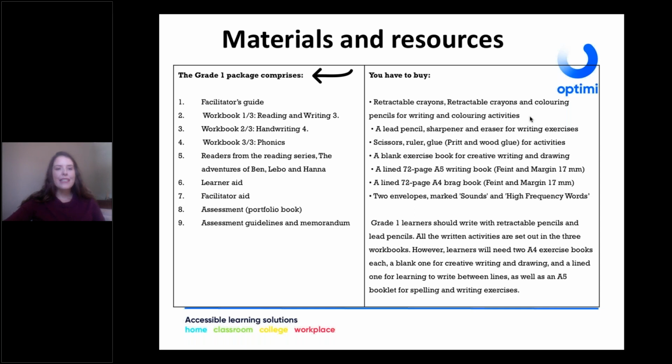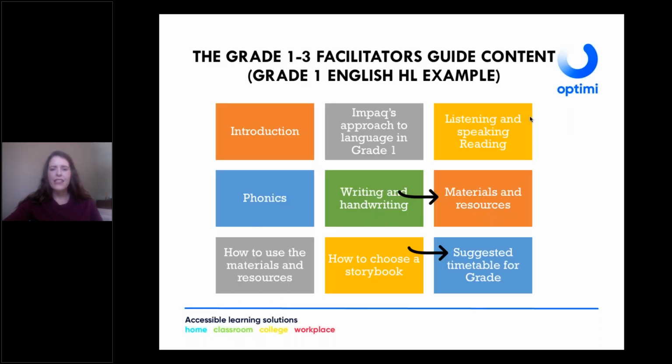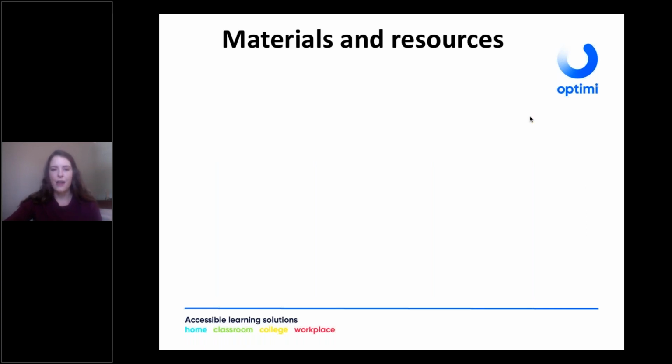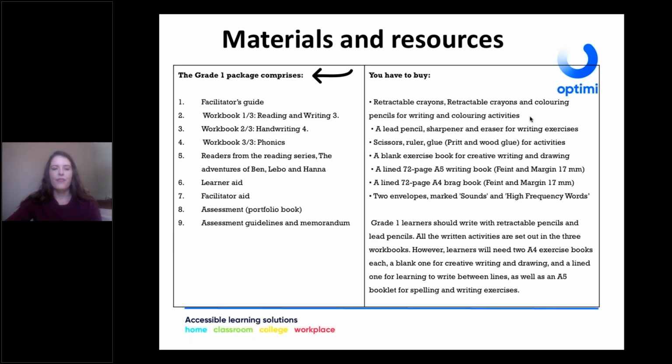Okay. Second of all, we have the workbook for reading and writing, handwriting and phonics. If we go back to this table of contents, those are also the areas I highlighted: listening and speaking, phonics, and handwriting. So you will see for each of those main focus areas, there is a workbook. Then the readers that the child will read in the specific grade group, the learner aid, the facilitator's aid, the assessment portfolio book, and assessment guidelines and memorandum. So that is what you will find in the English home language for Grade 1.